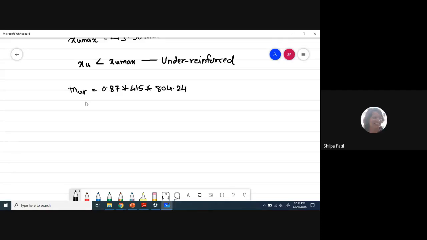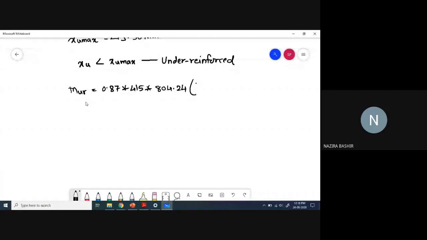Into D. Into D is 457. Minus 0.42. No, wait. This is in bracket, na? 457 minus 0.42 XU, where XU is 134.43.